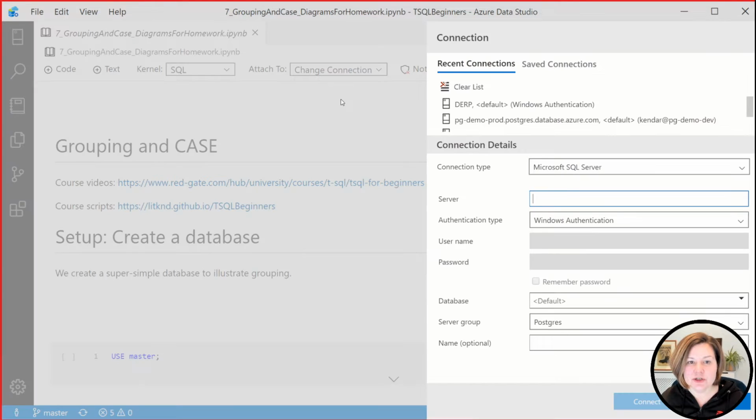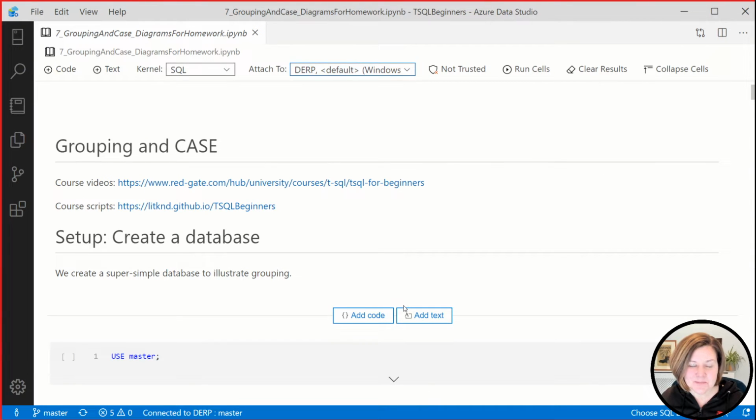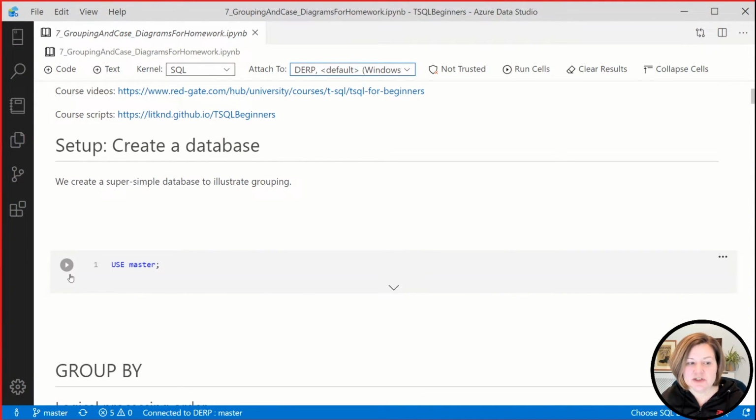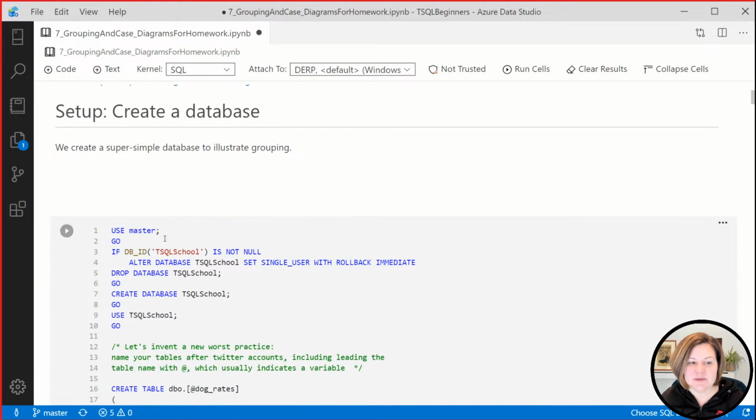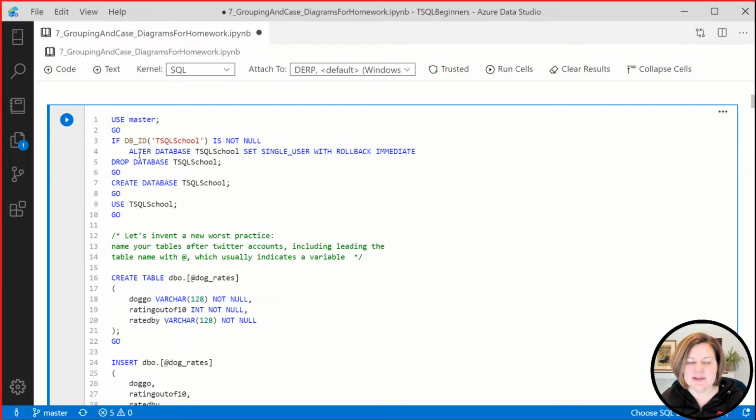So in my Azure Data Studio notebook, I'm going to connect to my instance. And the first thing we're going to do, very similar to last week, is create a different database. I think I named the database last week something different. The little database just has one table in it. We're back to one table for this week.